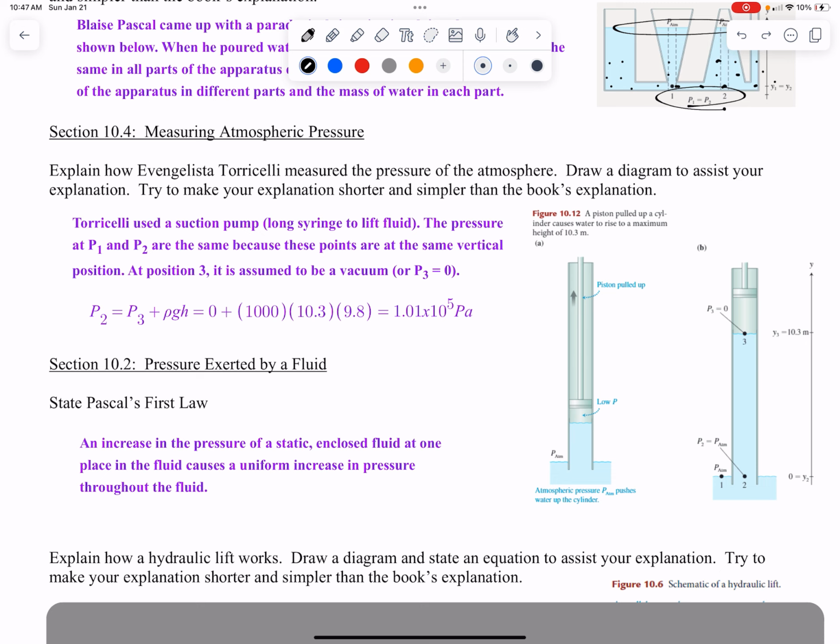But essentially, as you can see, P2 is the same as P1 because they're at the same level. And P3 is going to represent this pressure here. The pressure there, plus the pressure within the fluid, would help us figure out the pressure down at level 2. And by multiplying that together, with zero pressure here, rho times g times h gives you about 1.01 times 10 to the fifth pascals.